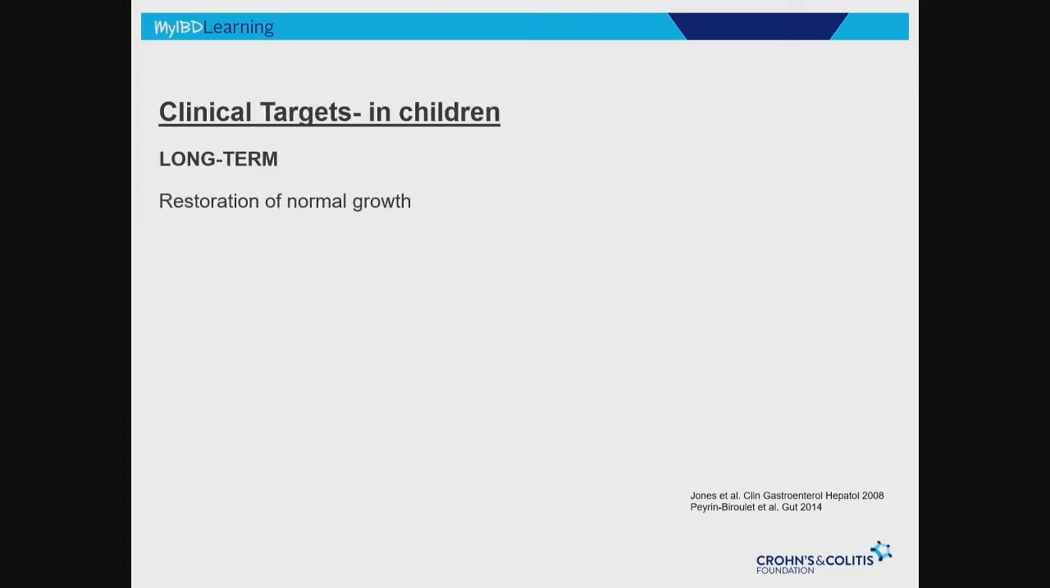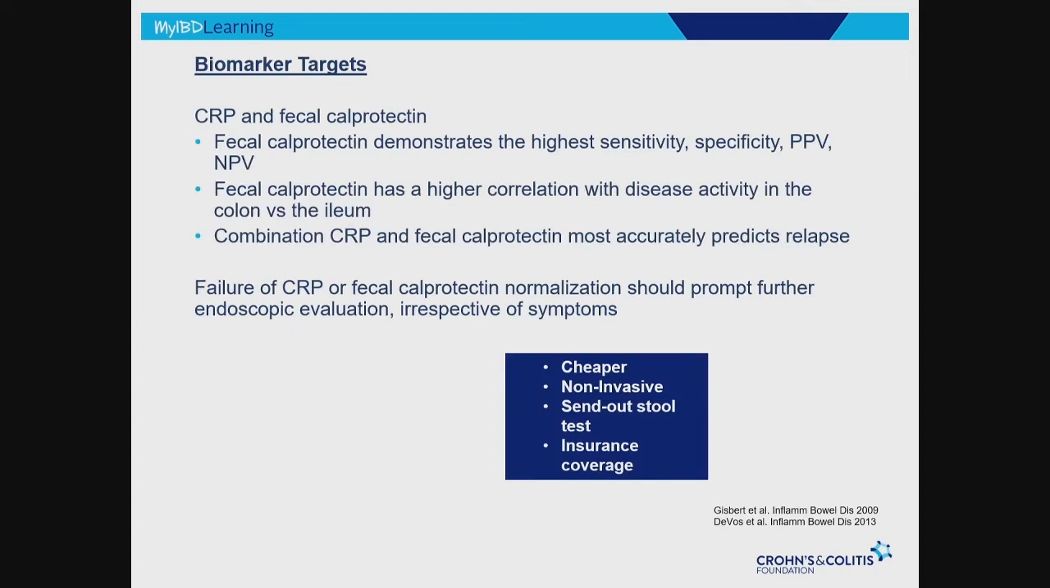Again, in children, we want to see that there's restoration of normal growth, and that's a new target that we have put in the STRIDE criteria to monitor over time. And our pediatrics folks check those growth curves during all of their visits. So when we talk about biomarkers, we talk about kind of having this non-invasive way of monitoring inflammation over time.